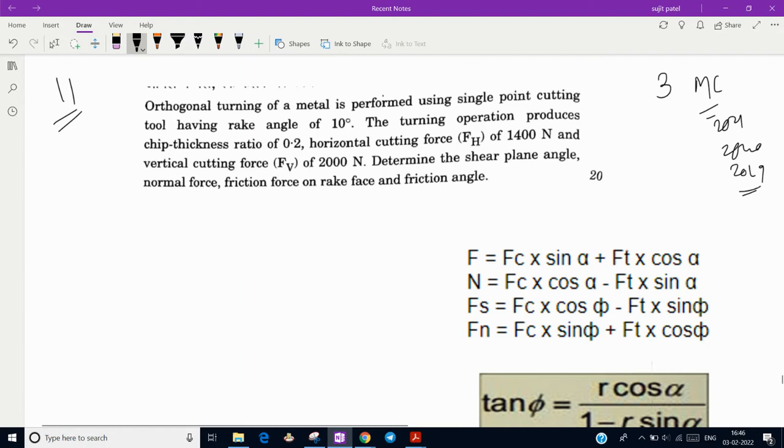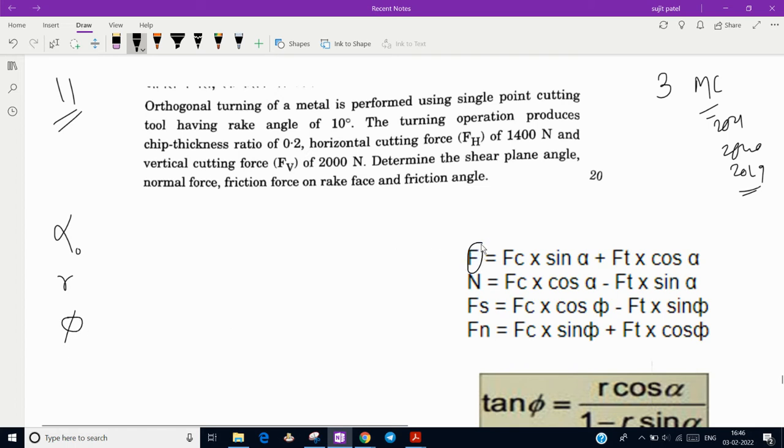And here today I am not going to read all the data. I will just underline the given data and mark it as a notation with their usual meaning. So first of all, I'm going to clarify the notation. Alpha is equal to rack angle. R is equal to chip thickness ratio, phi is equal to shear plane angle.